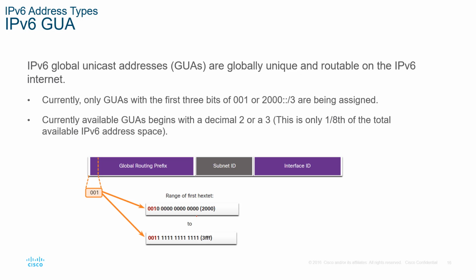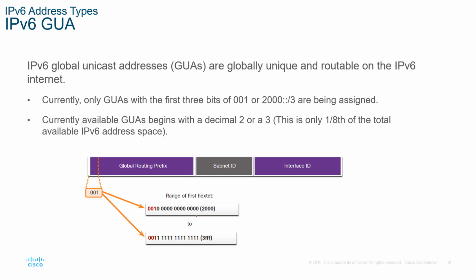Basically, we are looking at the first 3 bits of any IPv6 address. So only the first 3 bits that begin with 001 are allowed to be assigned. That means they will start with 2000. Currently available GUAs with a decimal of 2 or 3 are allowed.